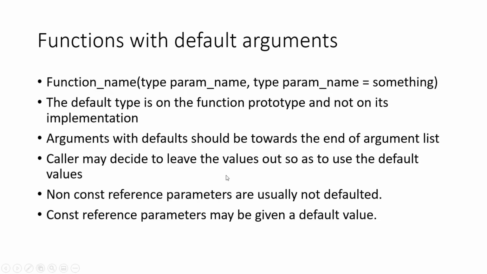And the arguments with default should be towards the end of the argument list. So what you should not do is have the first parameter default to something and the second one not default to something, but flip it around. The first parameter should be non-default, the second one should be default. Or if you've got 3, 4, or 5, on the right side, those parameters ought to be defaulted if you want them to be, and not the first and second.